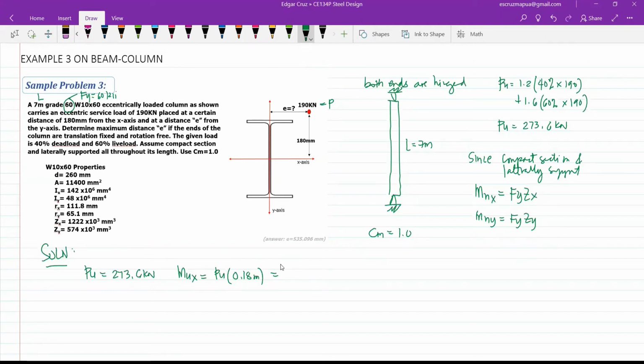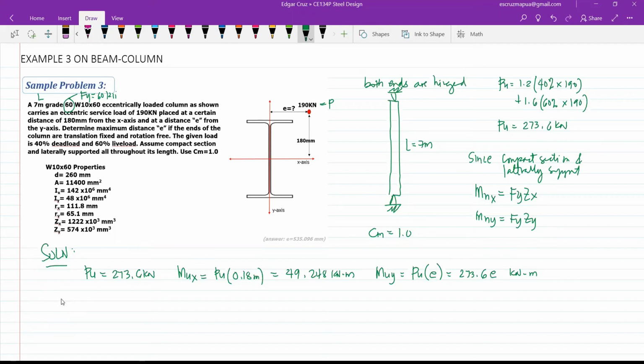273.6 times 0.18. So that would be 48 kilonewton meter. Okay, tapos yung MUY natin would be PU times yung E, which is unknown. And that would be 273.6 times E. And that is expressed also in kilonewton. Let's say E is expressed in meter, so that would be kilonewton meter also. Okay, so yun yung mga actual loads natin.